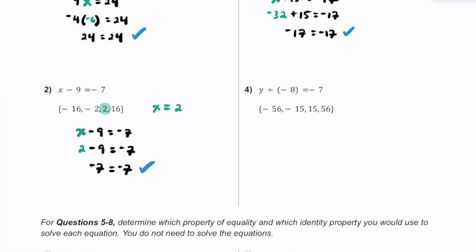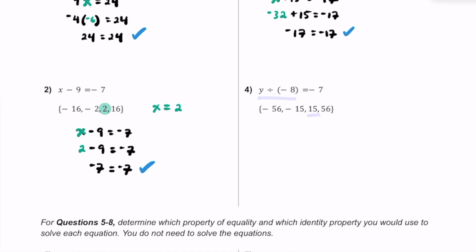For number 4, we have this equation of y divided by -8 is -7. So let's see, what number divided by a negative number is equal to a negative number? Well, I think that's got to be a positive number, right? If you try -56 divided by -8 is +7, so that's no good. -15 divided by -8 is not even going to be a nice whole number or an integer, so that's not going to work. 15 is also not going to work.